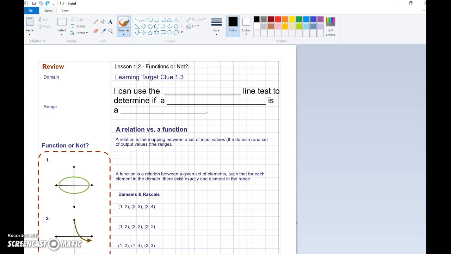So this is really the second half of Lesson 2, but it was kind of a long lesson, so I broke it up into 2 learning targets, but this will be a fairly short video. So we're going to start by filling in our learning target, our clue.